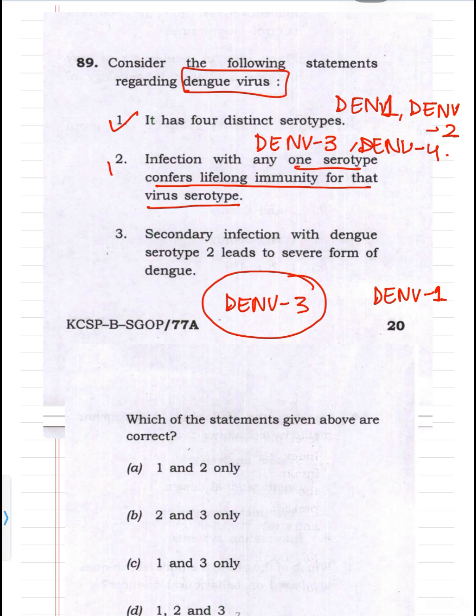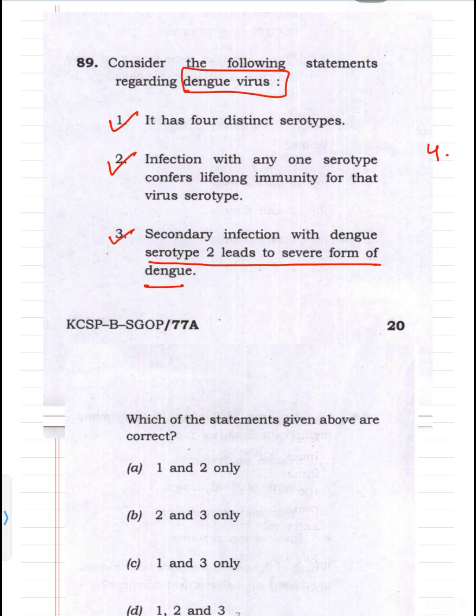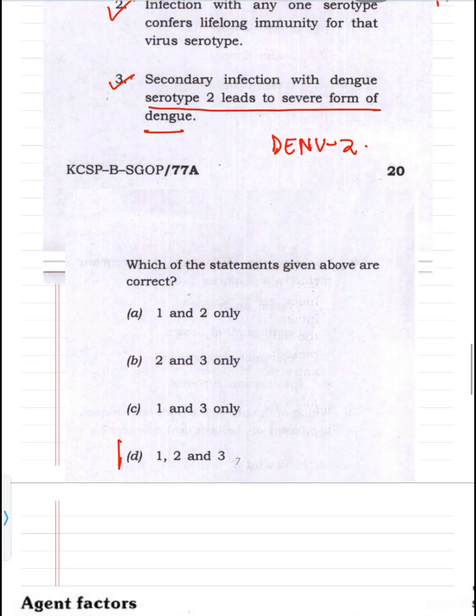This is correct. So among DEN-1, DEN-2, DEN-3 and DEN-4, serotype 2 leads to severe form of dengue. So all statements are correct. So D, 1, 2 and 3 are correct. Now I'm going to the source. So this has been taken from the Park textbook.